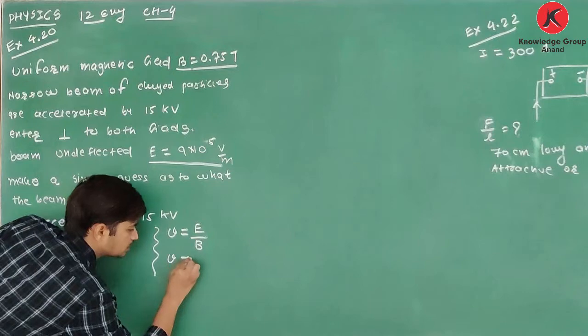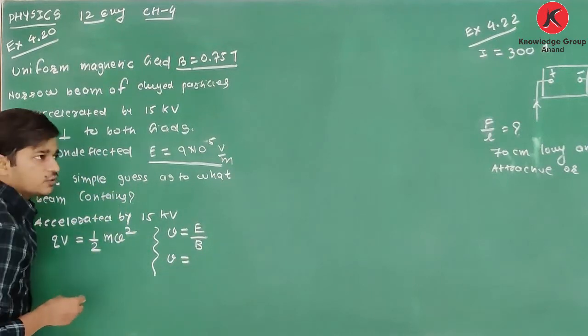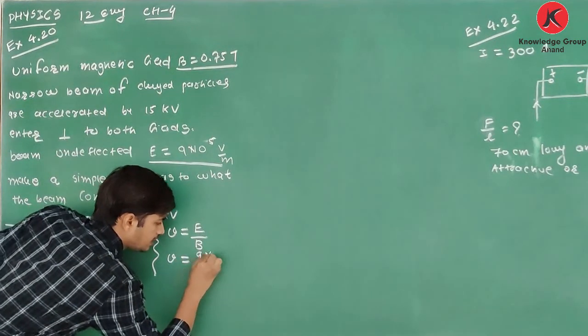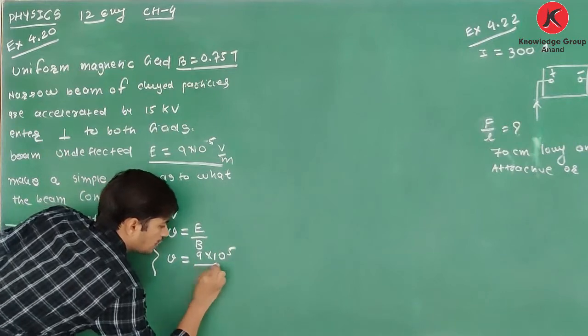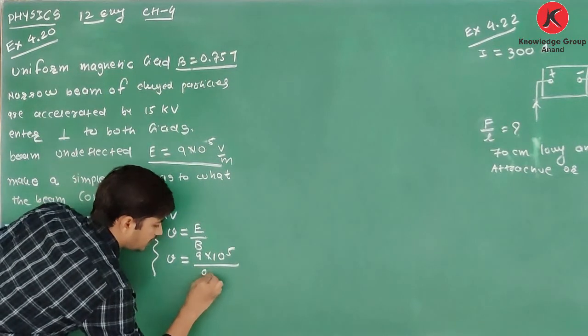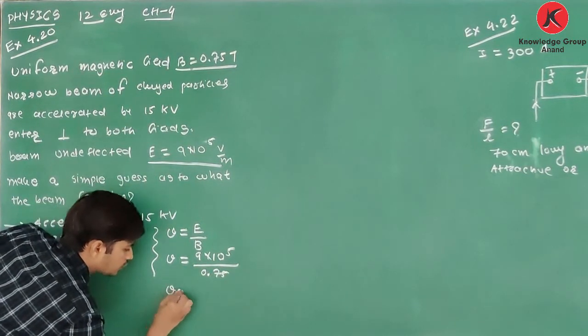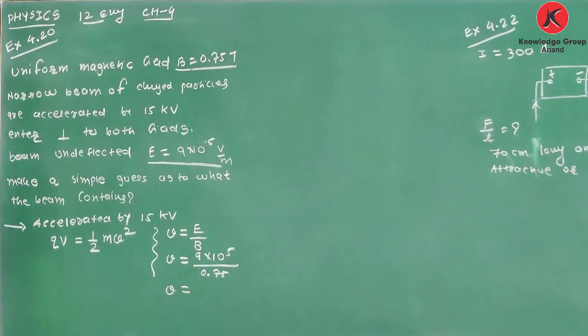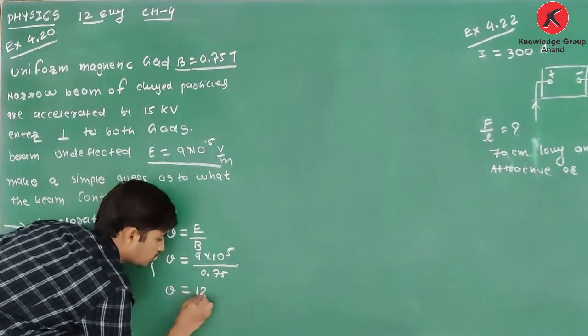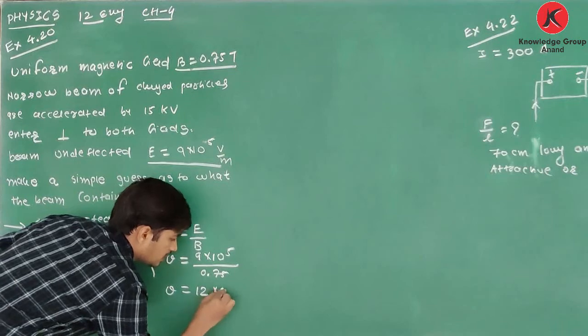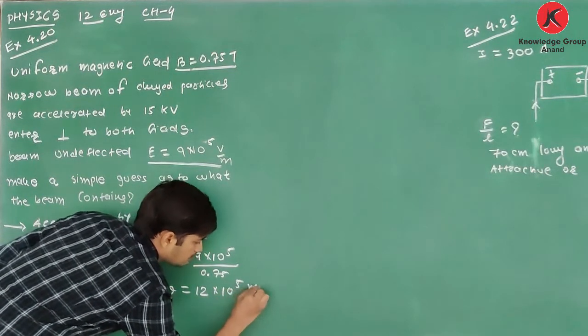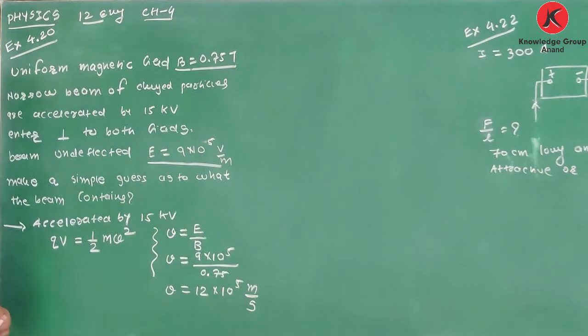So first of all we will find v equal to E upon B. v is the speed of the electron. What is the value of E? 9 into 10 raised to 5. What is the value of B? It is 0.75. Then what is the value of speed? v is equal to 12 into 10 raised to 5 meter per second. Now put this value of v in the equation.